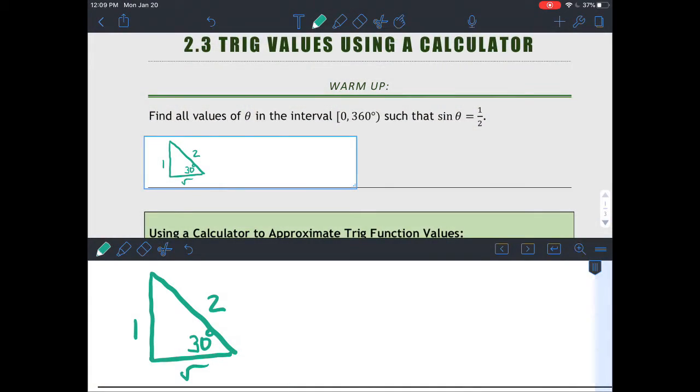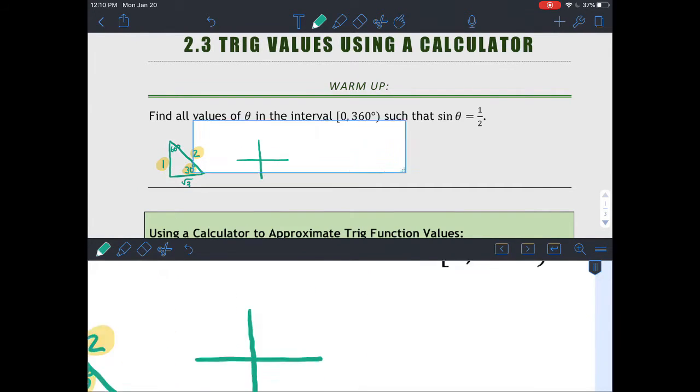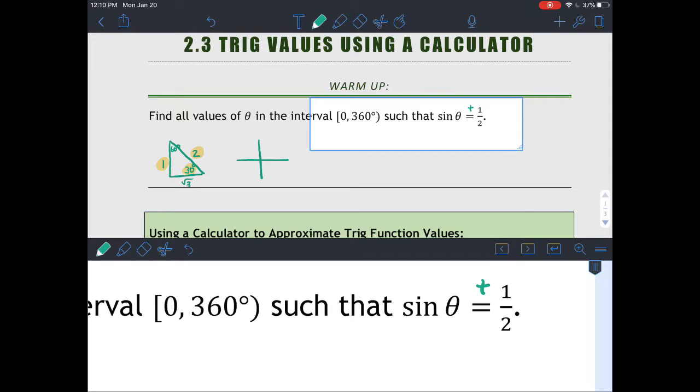So what we're talking about today are finding some trig function values using a calculator. So warm-up wise, we've done some things before where you're trying to figure out an angle that has a certain sine value. So you could use your special triangle and then figure out that you would need a 30-degree reference angle to get a sine value of 1/2.